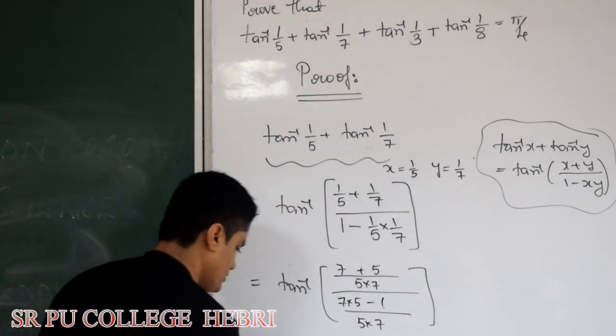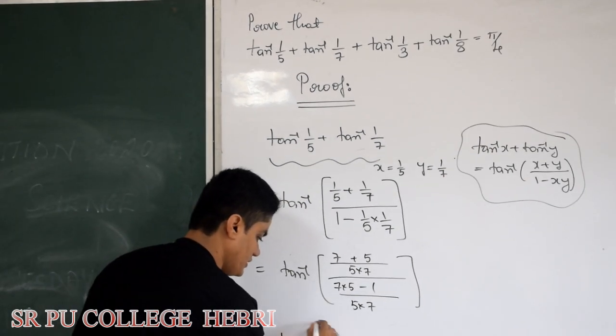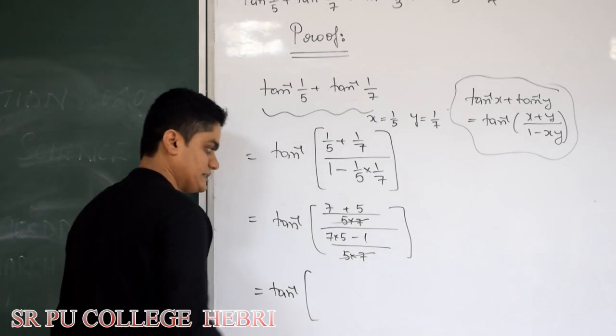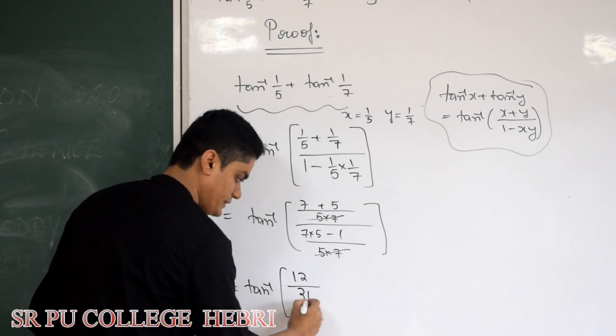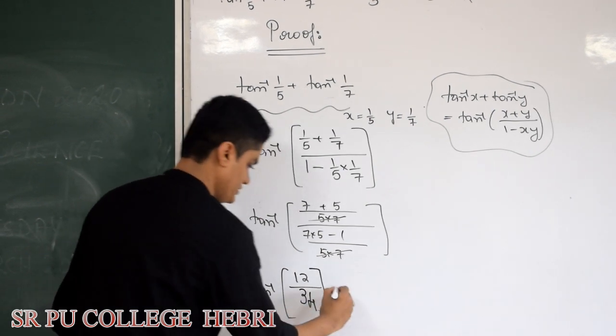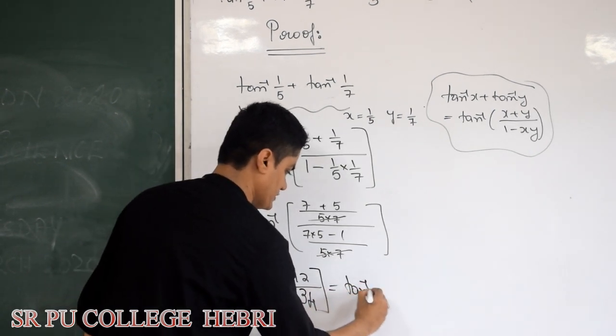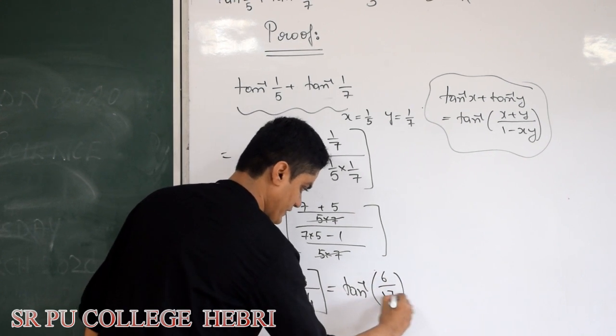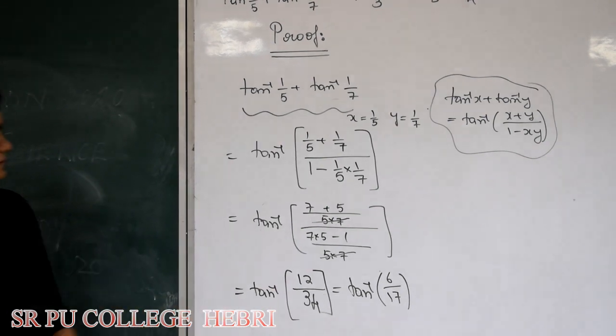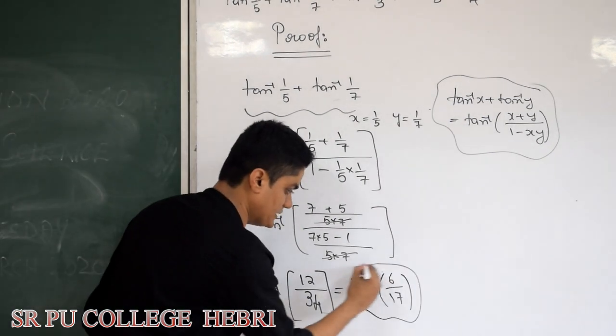This is equal to tan inverse of, see, easily these 2 terms get cancelled, so remaining is 12 by 35 minus 1, 34. So this is nothing but tan inverse of 2 sixes are 12, 2 17s are 34, so 6 by 17. So this is the sum of the first 2 terms.